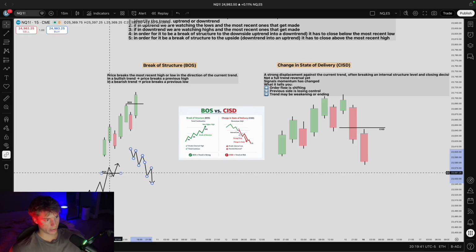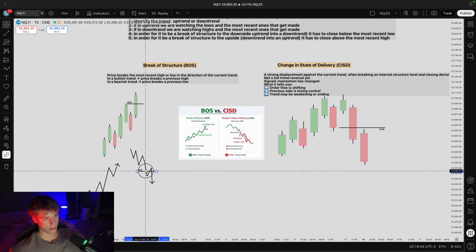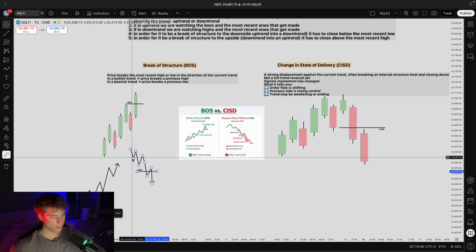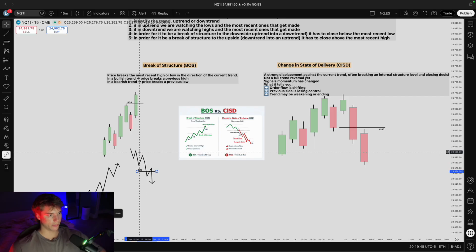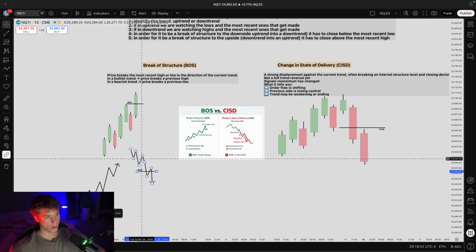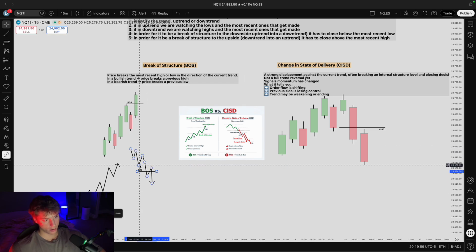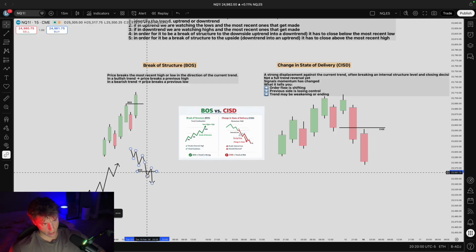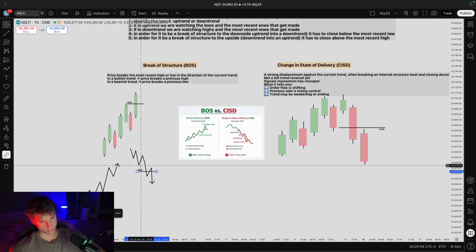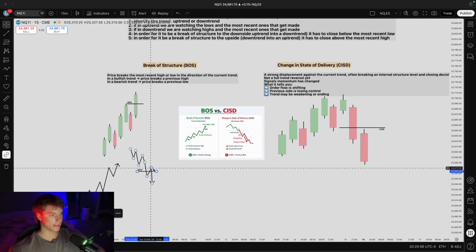So the break of structure would be right here, because our confirmation that this is a trend is we have the original low and the original high. Lower low, lower high. This is confirming it's a bearish trend. Now, break of structure to the downside again, lower low, higher high from the previous lower low and higher low, confirming it's a break of structure.